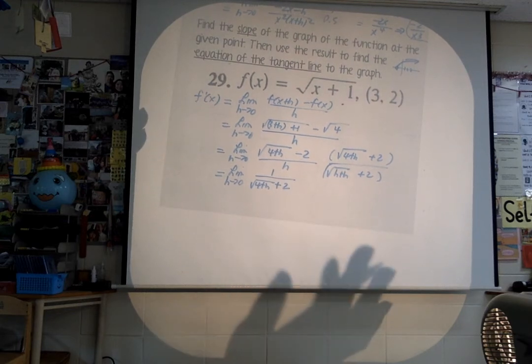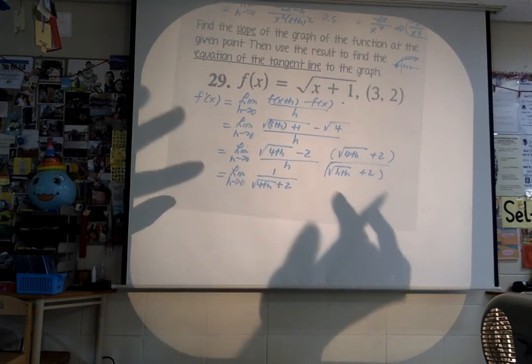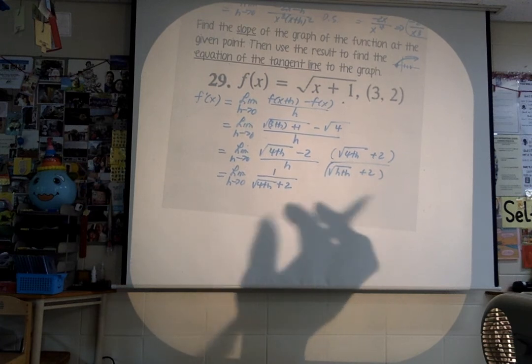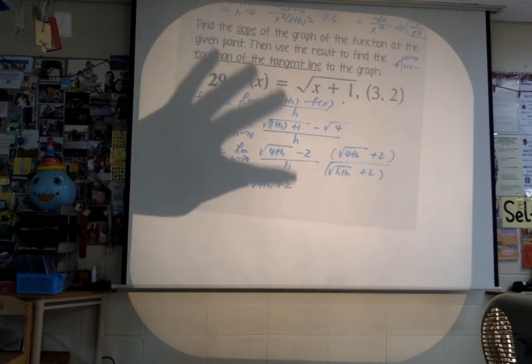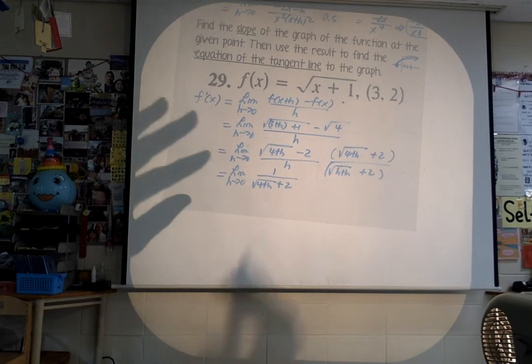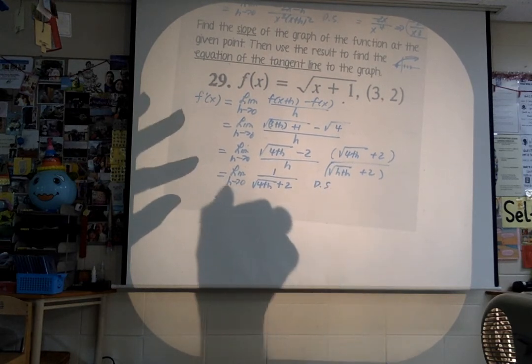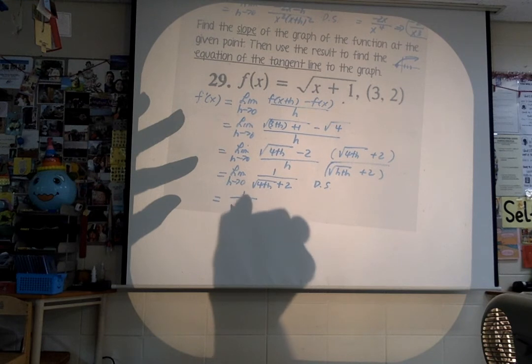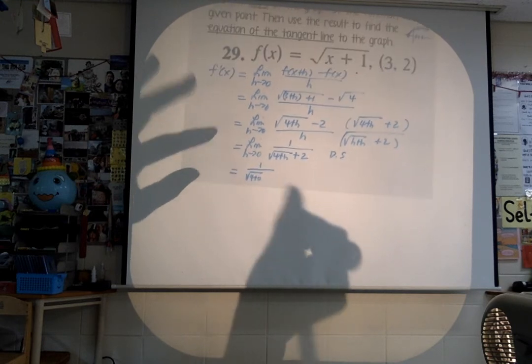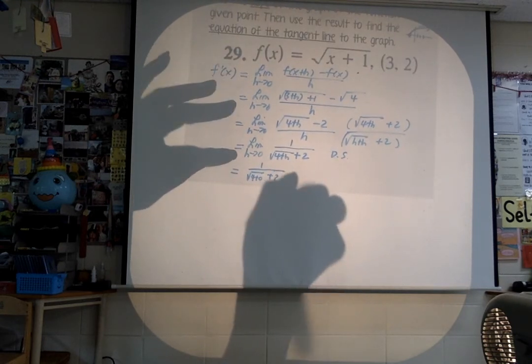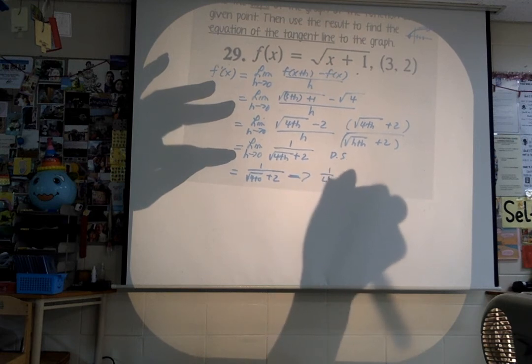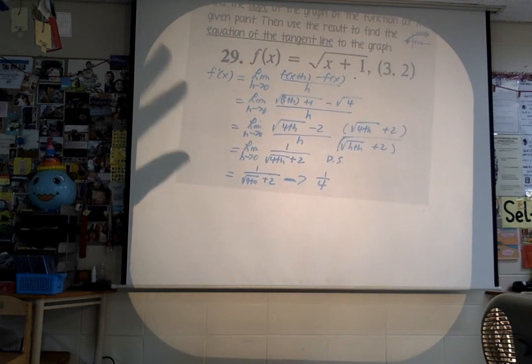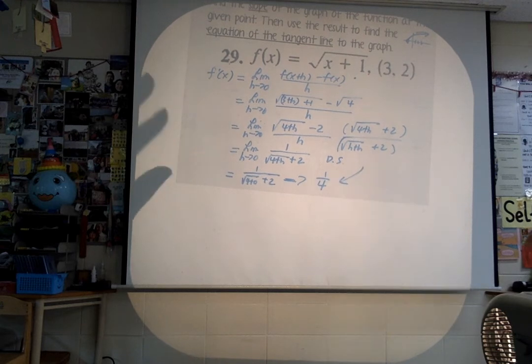Now let's take the limit, because I can't do any more. As long as direct substitution doesn't cause any problems, then you can go ahead and substitute. So I'm going to do direct substitution here, so I end up with 1 over square root of 4 plus 0, because I'm taking the limit as h approaches 0, plus 2. So I end up with 1/4 as my slope. So that's the derivative, or that's the slope.